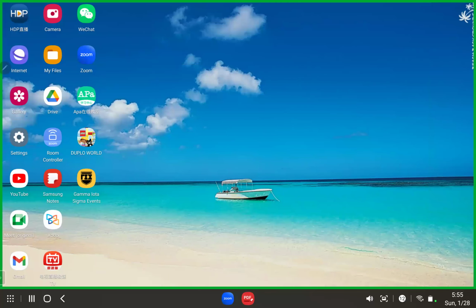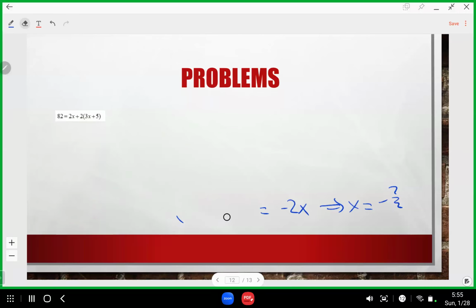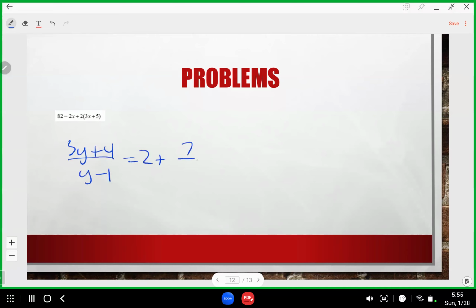Okay, so let's just do one last one that's kind of similar to this, and I'll just walk you through it, and then you can ask questions after. So I'm just going to show you how to do one again with fractions. Fractions are basically division, right? So what you have to do is multiply everything by the least common multiple. So what we have here is, let's say, 3y plus 4 over y minus 1 is equal to 2 plus 7 over y minus 1.